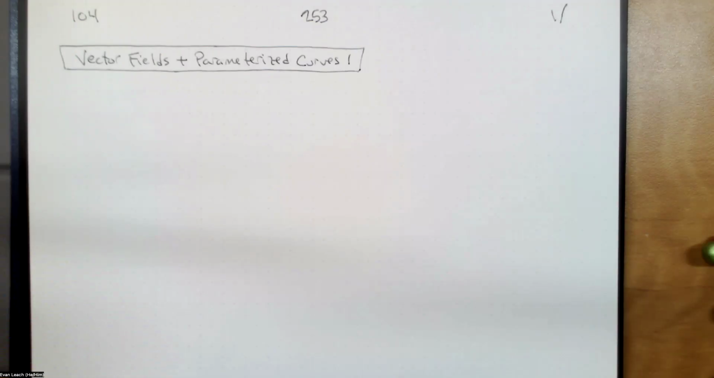Today, we want to look at vector fields and parameterized curves. We want to take these two great tastes that taste great together and put them together. So when we talk about parameterized curves, we're talking about a one-dimensional curve running through three-dimensional space.